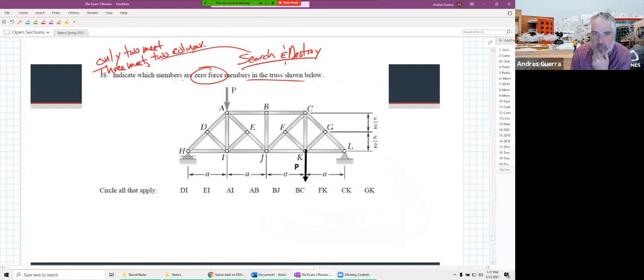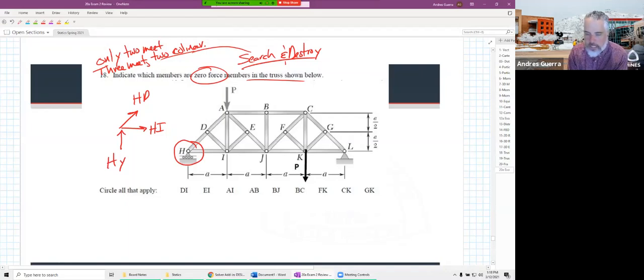So let's go. Once we identify that, like H, there's only 2 that meet right there. We draw the FBD at H. We would have an HD, an HI right there, and we would also have this HY that's going straight up because that's a roller. So I know there's going to be a reaction there. I don't know what it is, but I know it's not going to be 0, right? There's going to be some reaction there at HY that is not equal to 0.